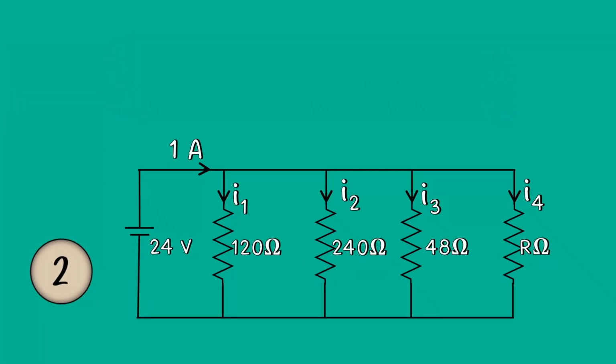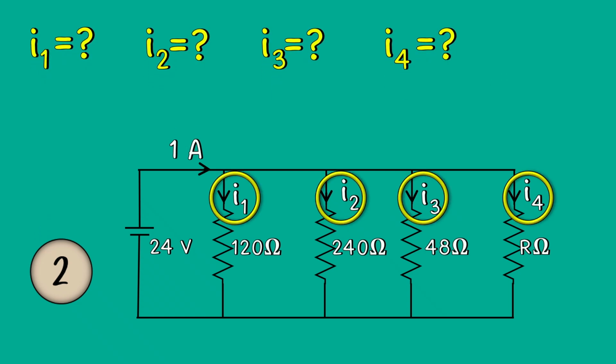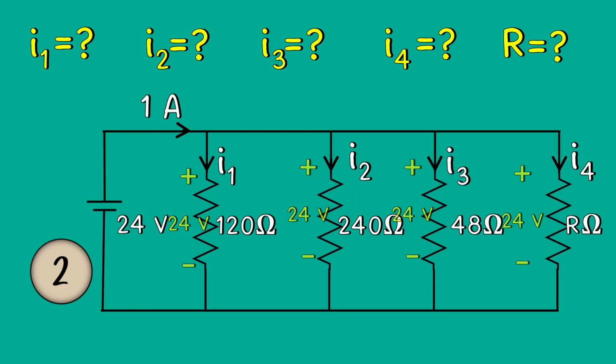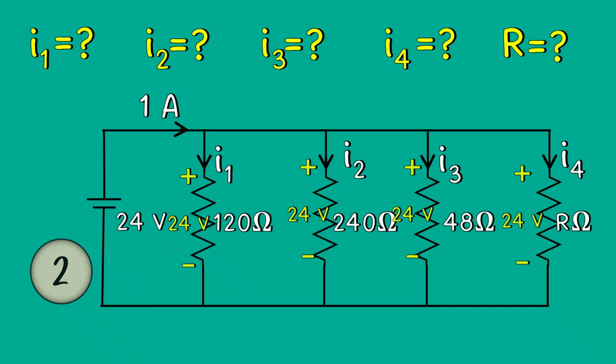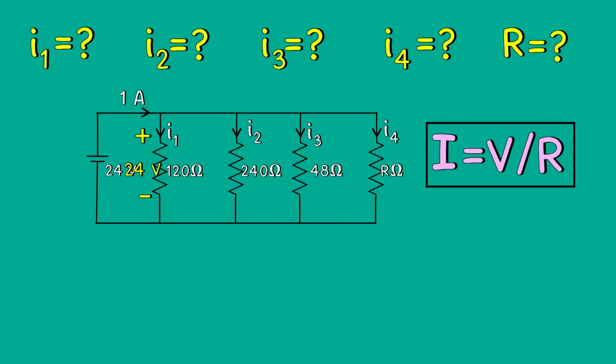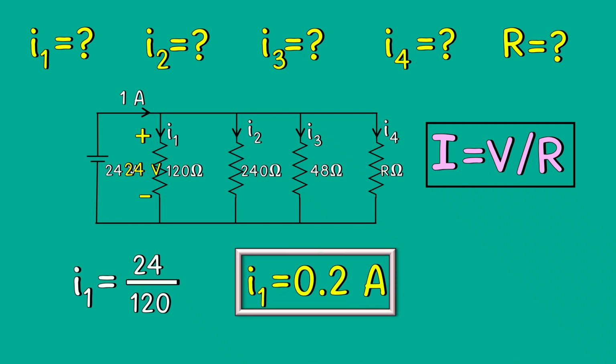In the given circuit, find the currents I1, I2, I3 and I4 as well as the resistance R. This is a parallel circuit. In a parallel circuit, the voltage is the same across all components. So, the voltage across the 120 ohm resistor is 24 volts. According to Ohm's law, I is V divided by R. Therefore, I1 is equal to 24 divided by 120, which equals 0.2 amps.